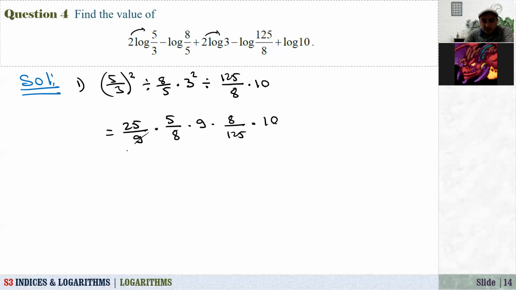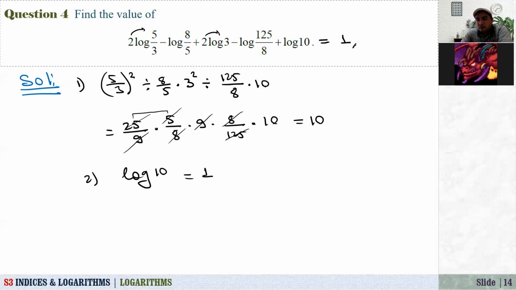So from here, this 9 and 9, they are gone. 8 and 8, also they are gone. 25 times 5, 125. And also this 125 and 125, it's gone. So it's just equal to 10. So the second step is then, what is it? It's the logarithm of the whole thing, which is equal to log 10 to the base 10, which is equal to 1. So that thing is equal to 1.